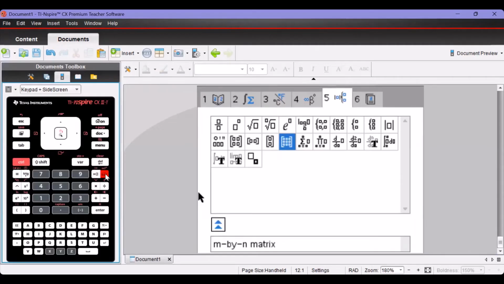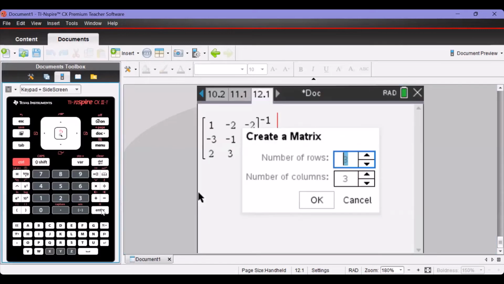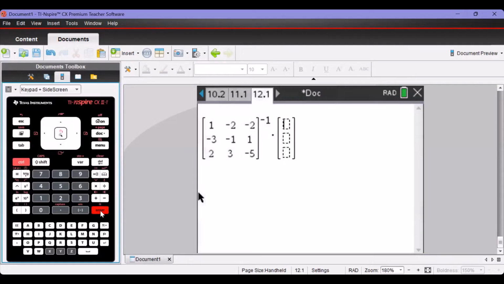So we press the catalog button, press enter, and we want to create a 3 by 1 matrix. So the number of rows is 3, number of columns is 1, and now we'll enter -6, 2, 10, press enter.